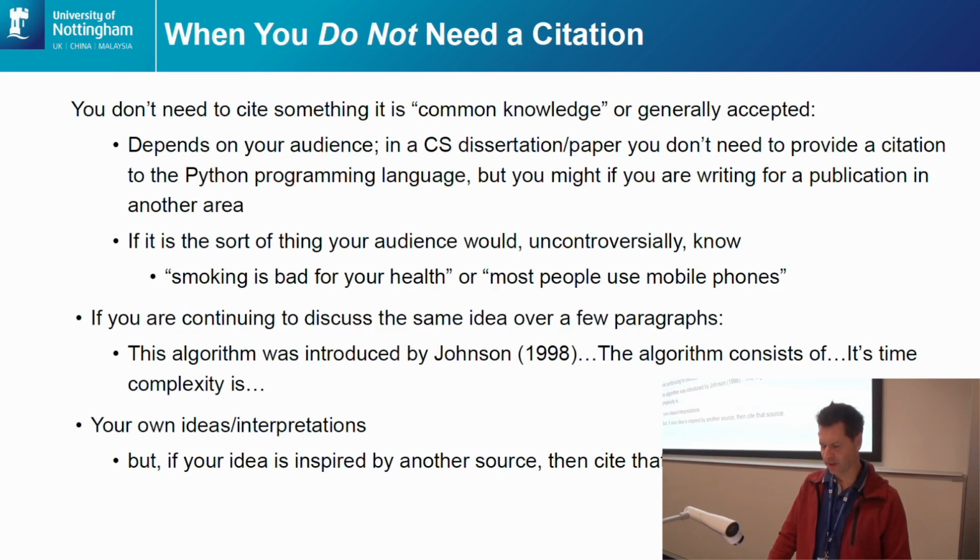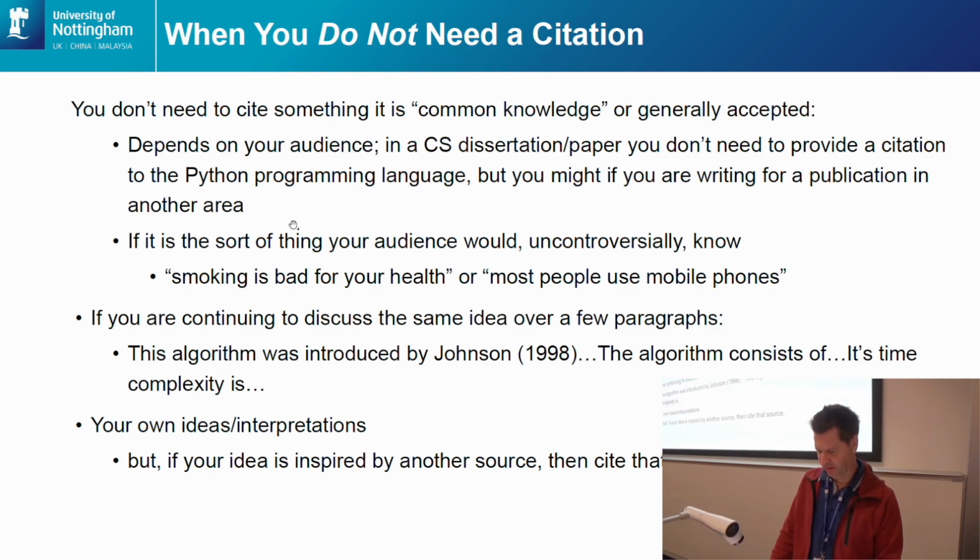When do you not need a citation? It's always best to put in citations if you're not sure, right? You can never go wrong by putting in an extra citation. You don't need to cite something if it's common knowledge or generally accepted. This depends on the audience you're writing for. So in a computer science dissertation or paper, you wouldn't need to put in a reference if you mention the Python programming language, right? Might not be necessary because it's common knowledge.